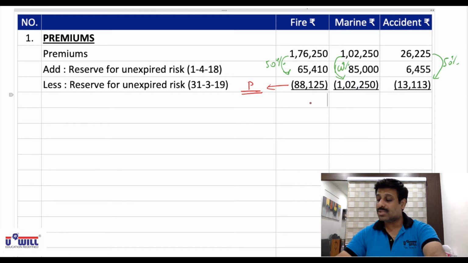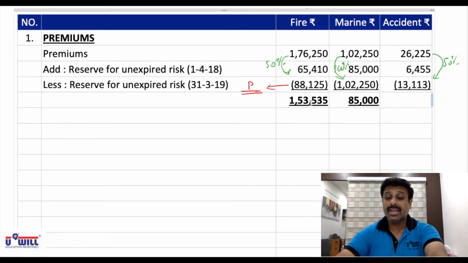Now do it everyone. 176,250 plus 65,410 minus 88,125 comes to 153,535. In the same way, 102,250 plus 85,000 minus 102,250 is 85,000 itself, and 26,225 plus 6,455 minus 13,113 is 19,567. Okay, so these amounts will appear in the revenue account.